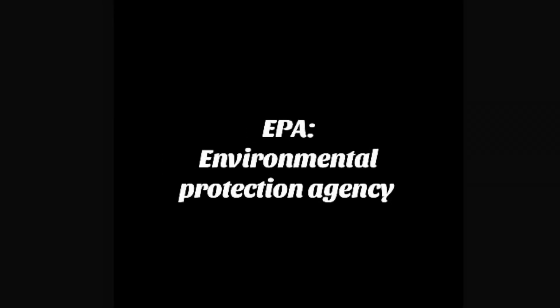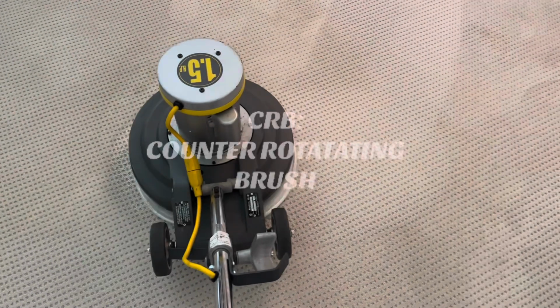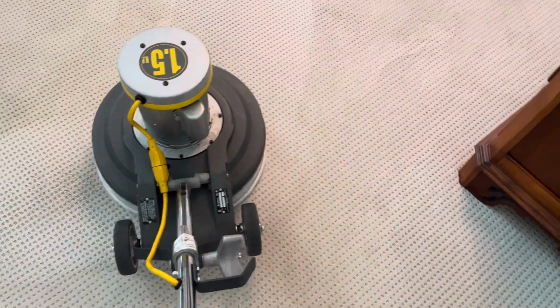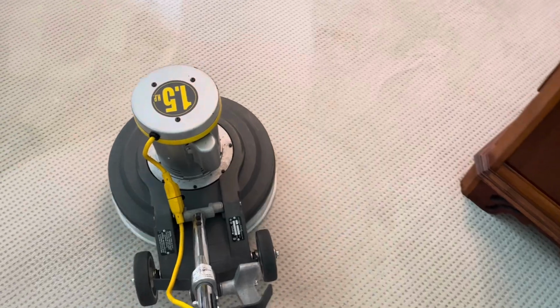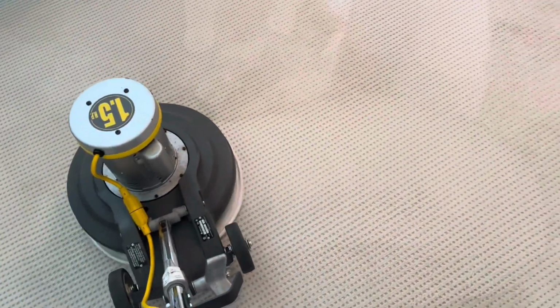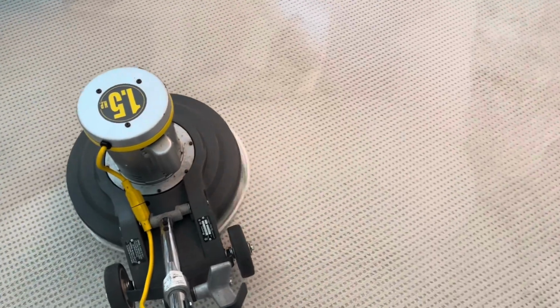EPA is the Environmental Protection Agency. CRB, counter rotating brush. I believe this is a good starting point, learning these terms and acronyms. The list will continue to grow as technology advances, new developments are made in the cleaning industry.